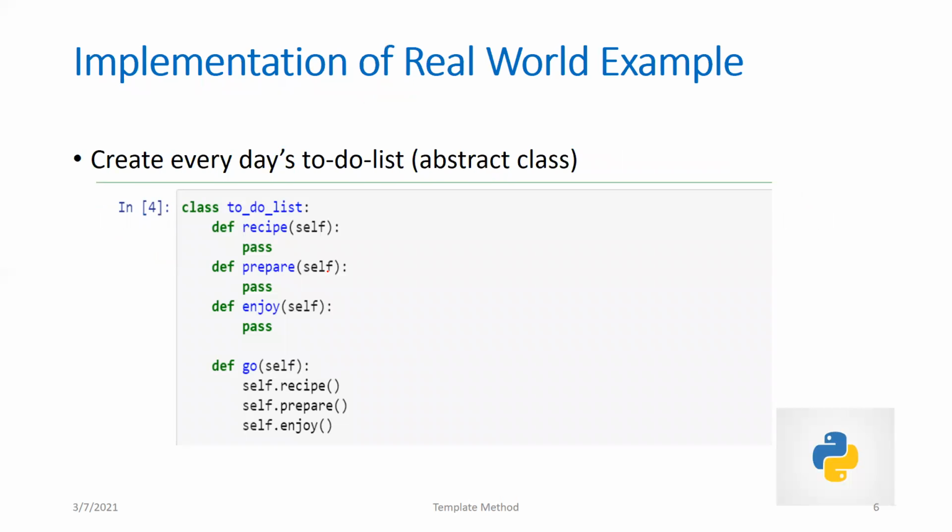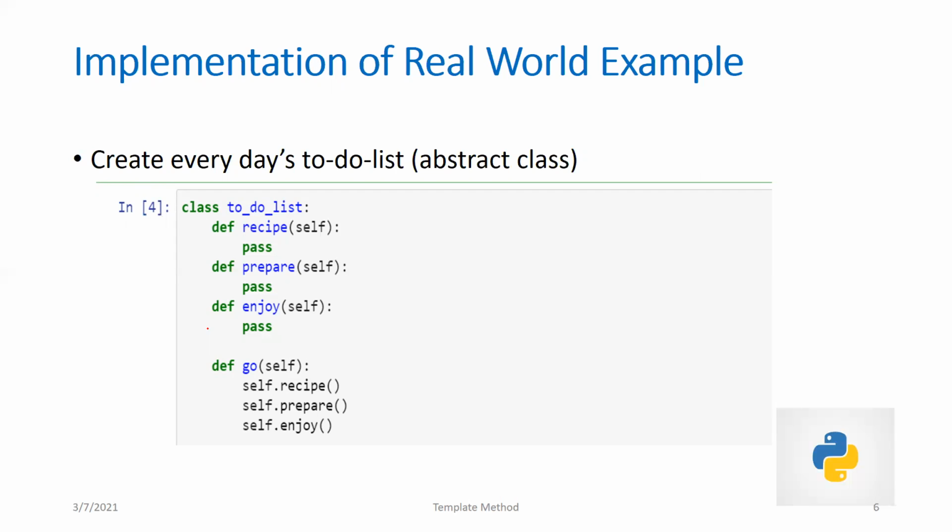So before doing anything, I have to create an abstract class. That means I have to create a template first. So I am going to create a parent class. Here I create a parent class, that is to-do list. I will just mention here the everyday tasks, the general tasks that he has to do, whatever the day is today.